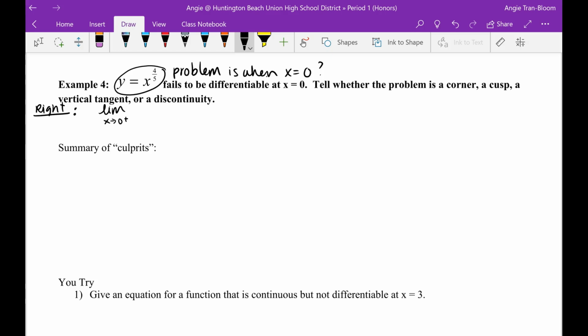So this is f of x by definition, minus f of 0, all over x minus 0. Continuing with this definition, the limit as x approaches 0 from the right. f of x is x to the 4/5, okay? Minus f of 0, which is still 0, all over x minus 0. As you can see, the zeros can be dropped. So the limit as x approaches 0 from the right is now x to the 4/5 divided by x.